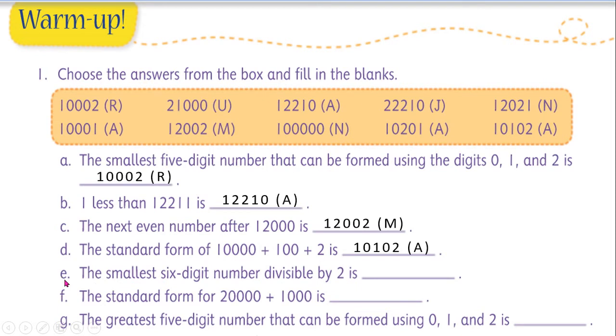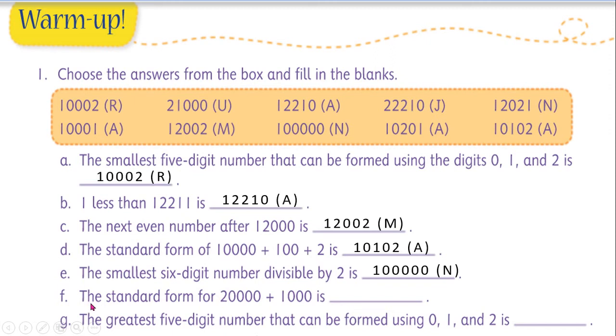Coming to the question E, the smallest 6-digit number divisible by 2 is. The smallest 6-digit number is 1 lakh, that is 1 followed by 5 zeros. So 1 lakh is found here and N is printed within brackets. Let us retain that as it is.